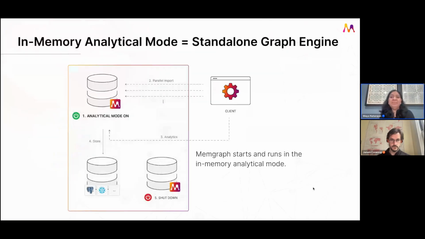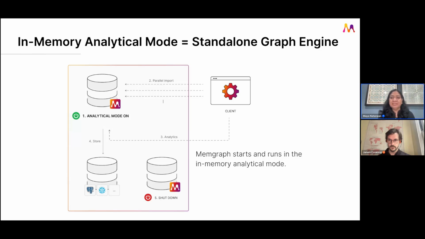Now, the in-memory analytical storage mode that I just talked about doubles as a separate graph analytics engine. Here's how it's done. I'm going to walk you through it. The first thing we need to do is to turn on Memgraph in the analytical mode. Next, we can ingest data into Memgraph very quickly and in parallel. As I mentioned earlier, there are no ACID guarantees in this mode, which is actually what allows for really fast data ingestion. You can migrate data from different sources or files, or it can do a pure ingestion via clients.